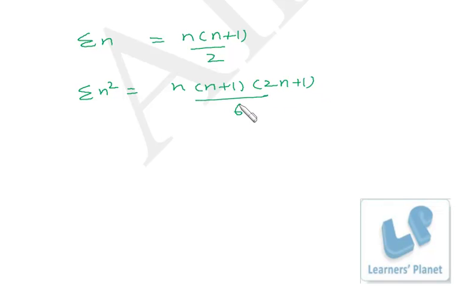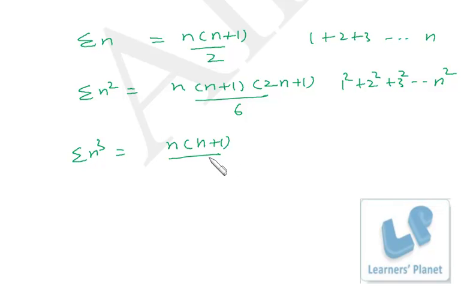Sigma n, that means sum of first n natural numbers, is n into n plus 1 by 2. Sigma n square, that means sum of squares of first n natural numbers, is n into n plus 1 into 2n plus 1 by 6. This is 1 square plus 2 square plus 3 square till n square. Similarly, sigma n cube is n into n plus 1 by 2 whole square. That is actually 1 cube plus 2 cube till n cube. So these three formulae you need to learn. Okay.